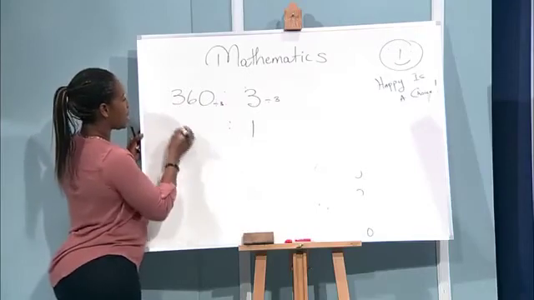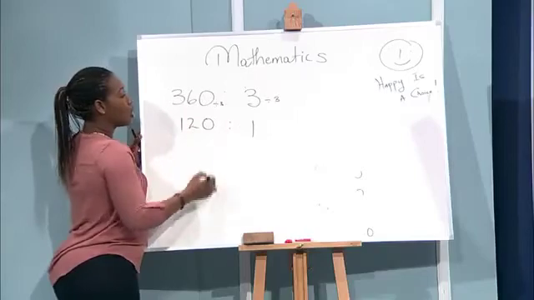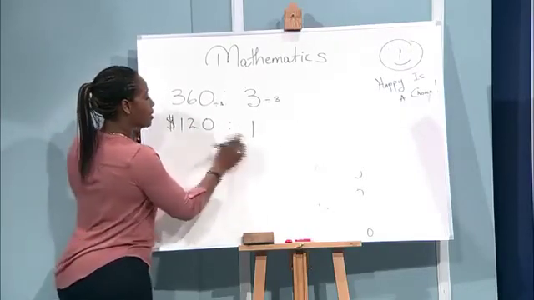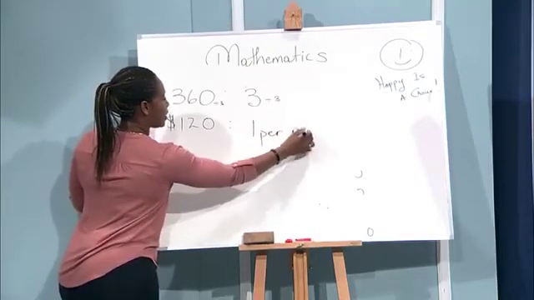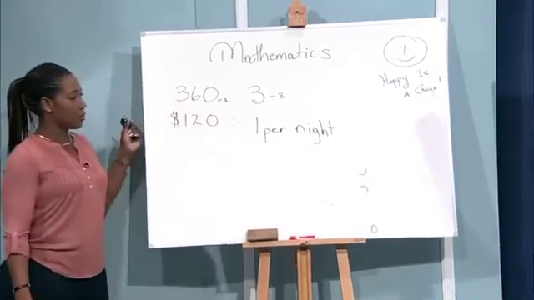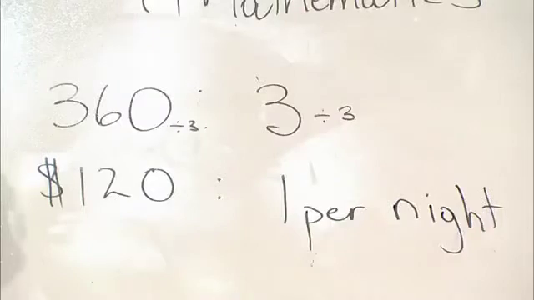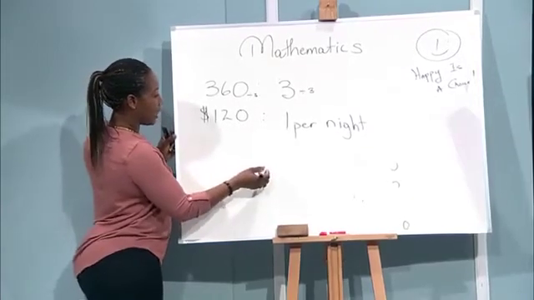And 3 into 3, 1. 3 into 6, 2. 3 into 0, 0. So what I'm saying is it's $120 per night. Per 1 night. All right, so $120 per night. That's fine. So if I know how much is charged per night, I can simply go to the 10.